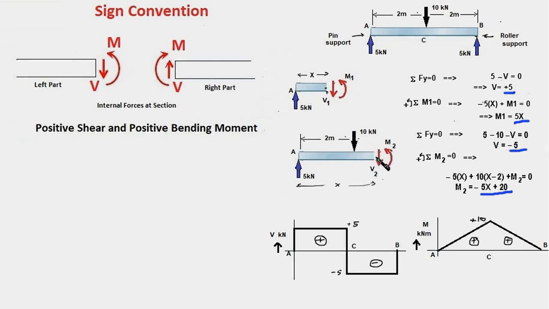And again we take moment about this point of all the forces, and we find that minus 5 times x, because this causes clockwise moment, this causes anti-clockwise moment, so 10 times (x minus 2), this term here, plus M2 equal to 0, and that gives M2 equal to minus 5x plus 20. And we notice that for any value of x between 2 meters and 4 meters, this will be positive. So this is the line representing this equation. So in both regions A to C or C to B, bending moment is positive. However, as far as shear force goes, between A to C this is positive, and between C and B it is negative. Okay?